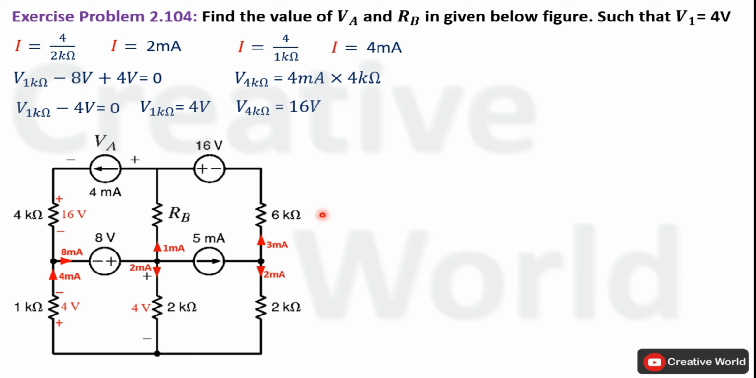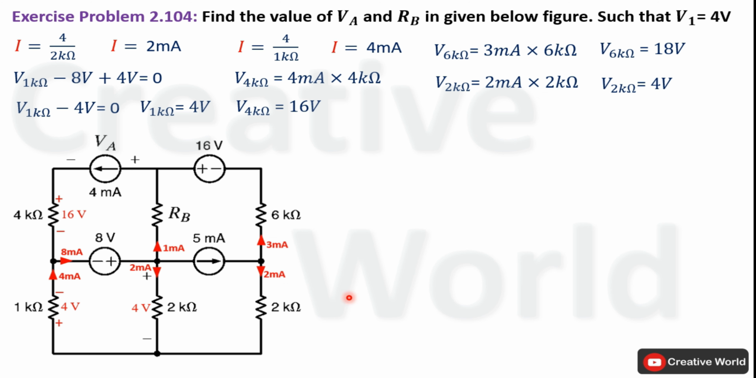First of all, voltage across 6 kilo ohm resistance will be the product of 3 milliampere and 6 kilo ohm. It will become 18 volt and polarity of this voltage will be positive terminal here and negative terminal here. Similarly, current through this branch is known, so voltage across 2 kilo ohm resistance will be the product of 2 milliampere and 2 kilo ohm. It will become 4 volt and again polarity notation will be positive terminal here and negative terminal here. Modify the network by indicating voltage across these two resistances with their polarities.